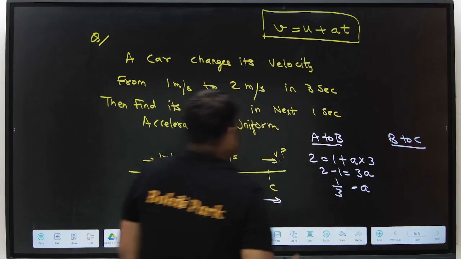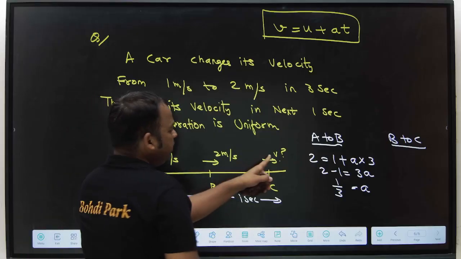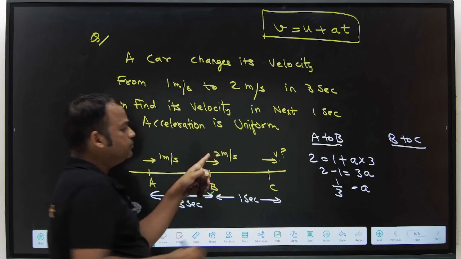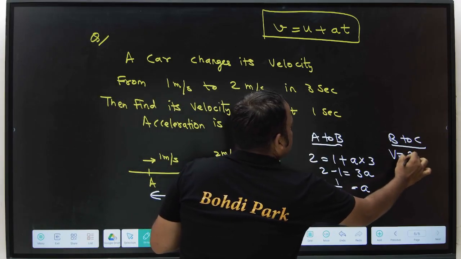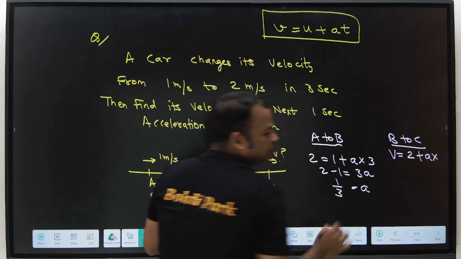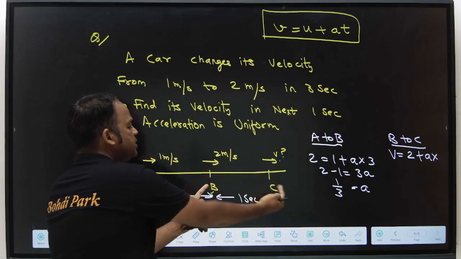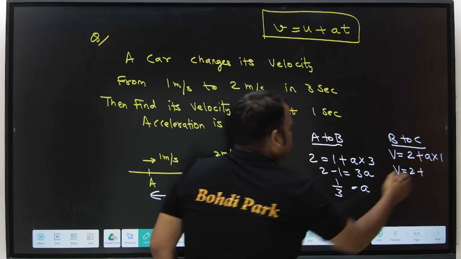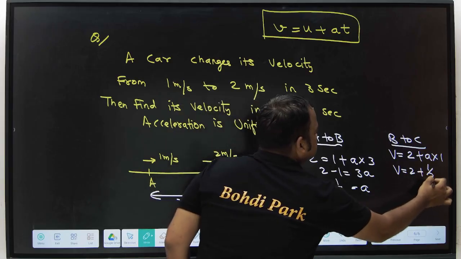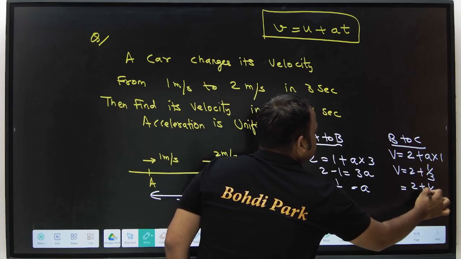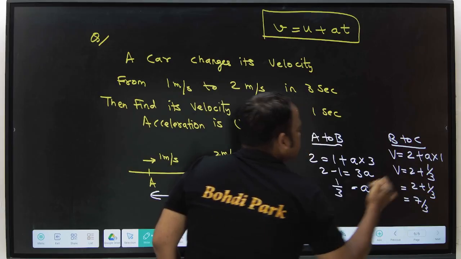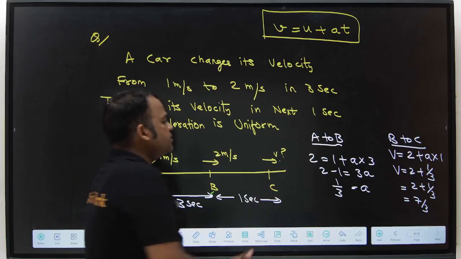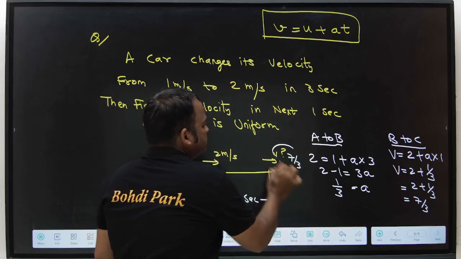Now use the same equation V is equal to U plus AT from B to C. So from B to C we have V, that is final velocity. V is equal to U, which is 2. So V is equal to 2 plus A into T, and time taken from B to C is 1 second. So we have V is equal to 2 plus A, which is 1 by 3. So we get 2 plus 1 by 3, which will be equal to 7 by 3. So velocity at C is equal to 7 by 3. This is our answer. It is 7 by 3.